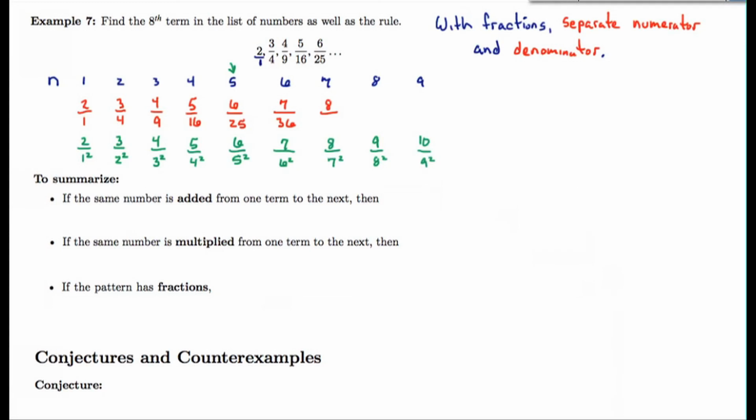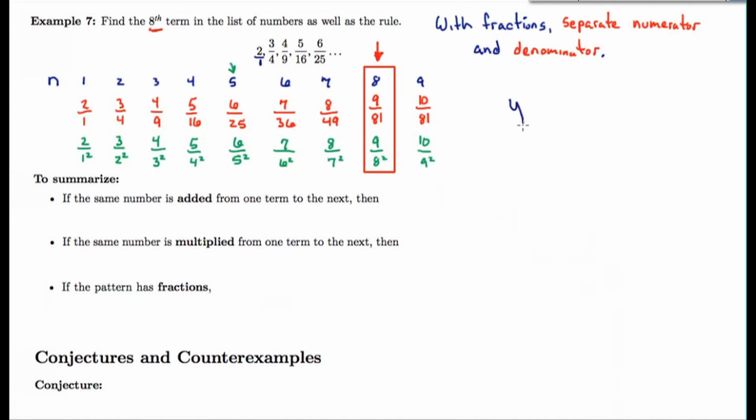So we're asked to find the 8th term. So here we are. Here's the 8th term. So this would be 49 here. So 9 over, what's 8 squared? 81. 9 over 81. So that's our answer here for the 8th term. Let's just do 9 here. This would be 10 over 9 squared. It's 81. Okay, so what's the rule here?